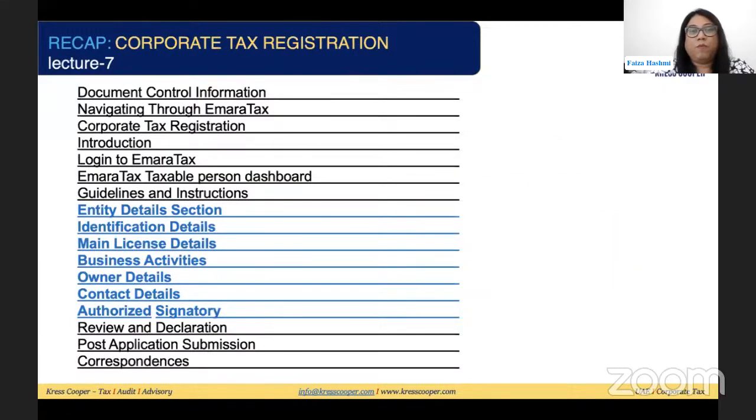Then we discussed the corporate tax registration. So we saw that there was a guide that came out on how to register. We have seen in the EmaraTax portal that the taxable person can see a corporate tax icon there. We know that a lot of companies were invited by the Federal Tax Authority for the first wave of registration for them to test out if registration is going smoothly. And some companies through the cabinet decisions were also given a timeline on when they are supposed to register, which we will discuss later.